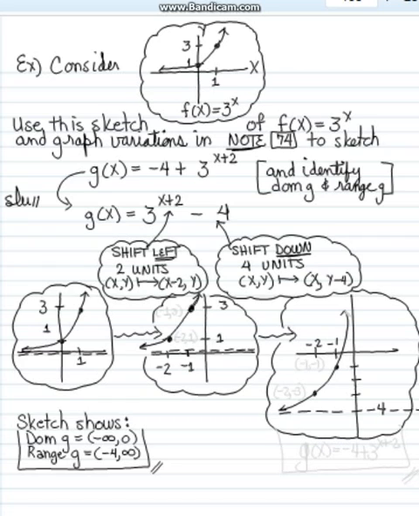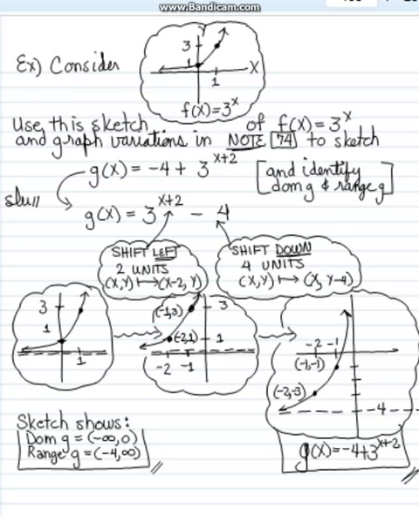Now, it would be a nice idea to go through and identify the points that we changed. In the second graph, we had -2, 1 and -1, 3. And that became, in the last graph, -2, -3 and -1, -1. And of course, the asymptote came down. And that's the picture of g of x equals -4 plus 3 raised to the x plus 2 power.